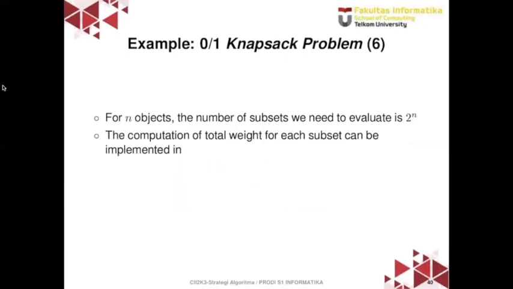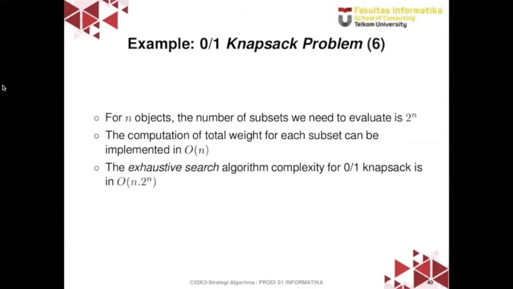So the number of subsets we need to evaluate is 2^n, and the computation of total weight for each subset can be implemented in O(n), because we only need to add the objects we choose. So the objects we choose are not more than n. It will be in big O(n). And the exhaustive search algorithm complexity for the knapsack problem is this. We just need to multiply this and this.